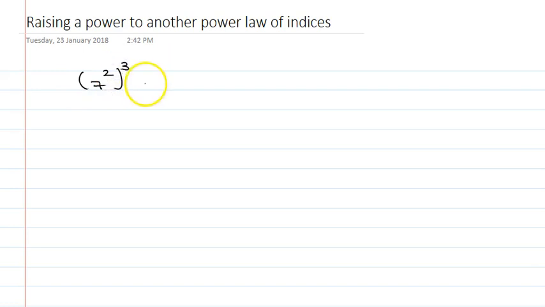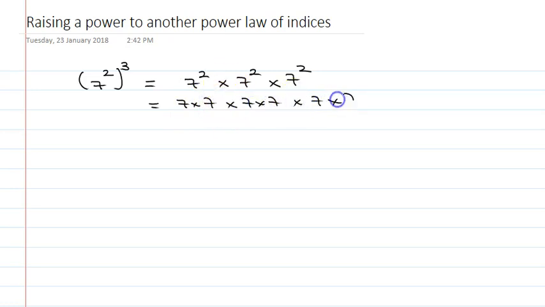Now I could write that out in factor form by expanding. Now if I expand, I'm doing 7 squared cubed, which means I'm timesing that 7 squared by itself 3 times. Okay, now we know that 7 squared is also an index, so we're going to expand each of these little ones as well. So 7 squared is 7 times 7, times 7 times 7, times 7 times 7. Now what we see there is we've got 6 of the base 7 timesing by itself. So we can simplify that, writing that in index form as 7 to the power 6.